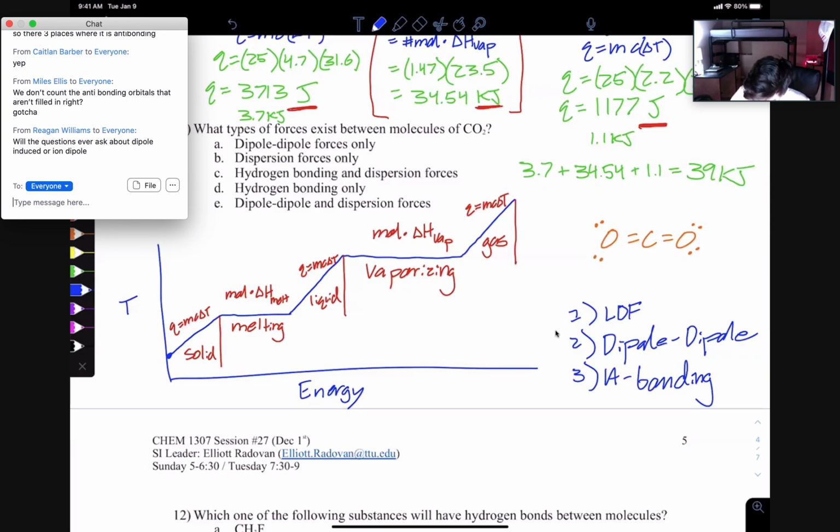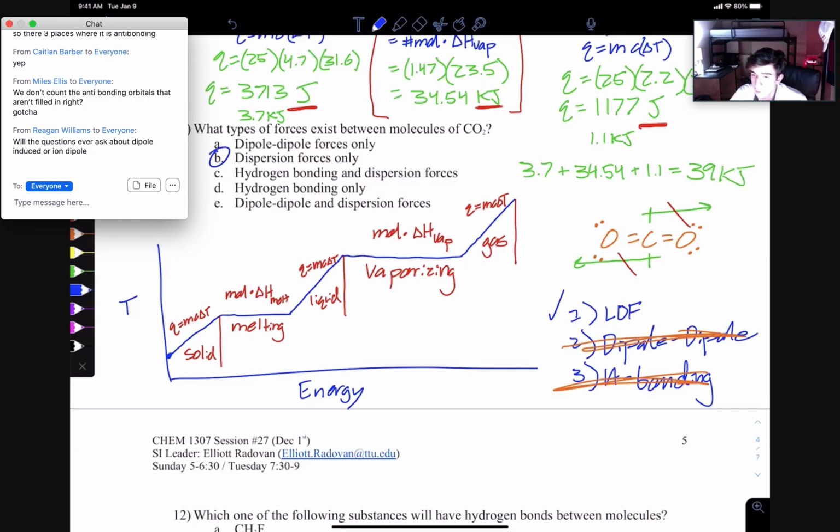So first, we'll start with London dispersion forces and see if it has that. Now, pretty much anything is going to have London dispersion forces, so we know it has that. As far as dipole-dipole, we have to have polar molecules, and in this case, this molecule of CO2 is nonpolar, right? Because our vectors look like this. They cancel out, so the molecule is nonpolar. So we don't have dipole-dipole, and we also don't have hydrogen bonding, okay? So we only have London dispersion forces, so the answer is going to be B. So dispersion forces only.